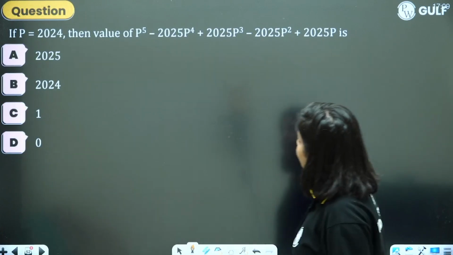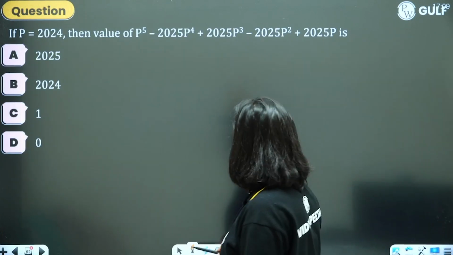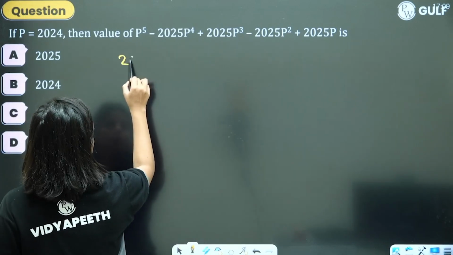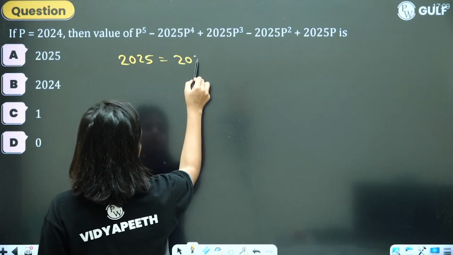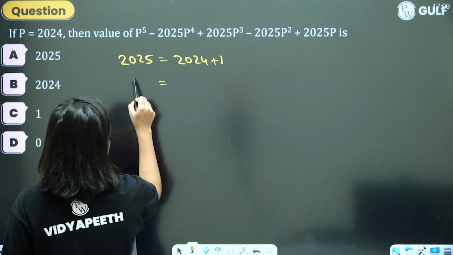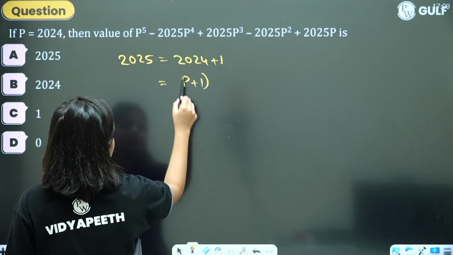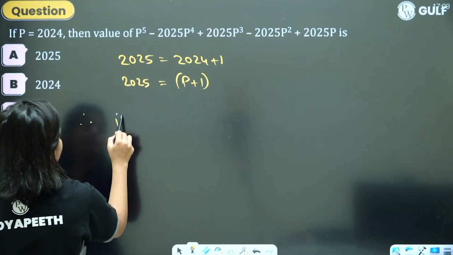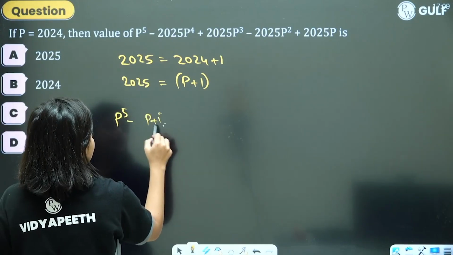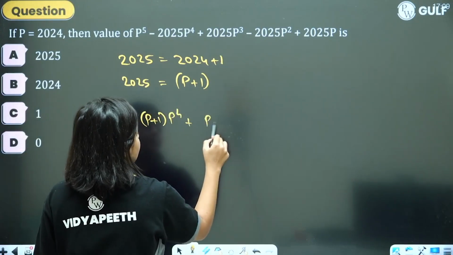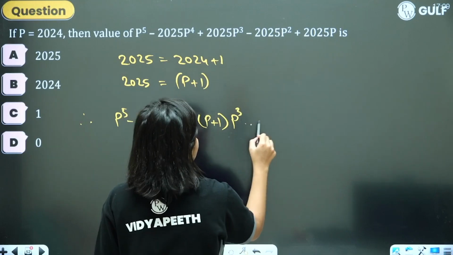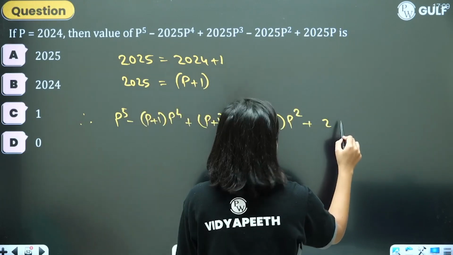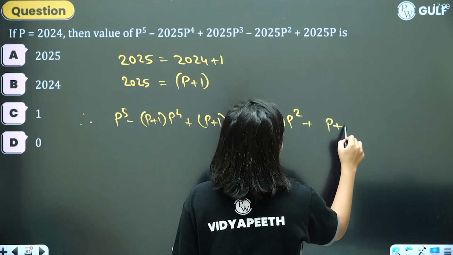If T is 2024, then what is the value of this big expression? Very simple question, isn't it? Well, you all know that 2025 is 2024 plus 1. That is, 2025 is p plus 1. Can I write 2025 everywhere as p plus 1 in this? P raised to 5 minus p plus 1 into p raised to 4 plus p plus 1 into p raised to 3 minus p plus 1 into p square plus 2025, which is again p plus 1, into p.